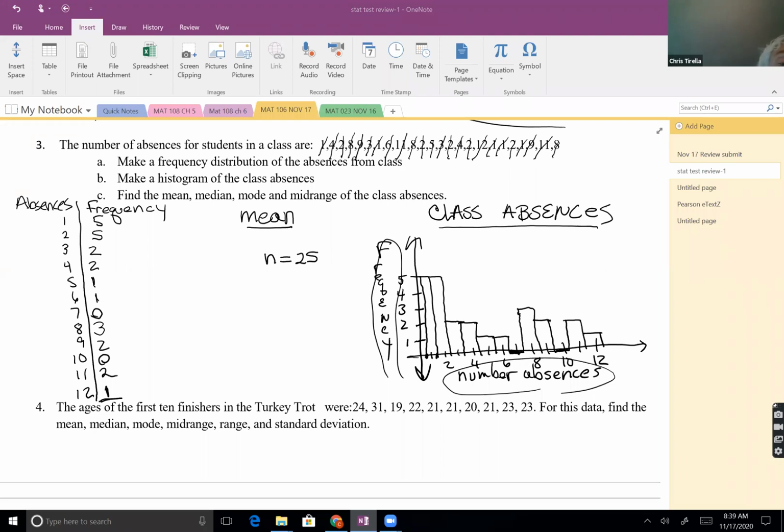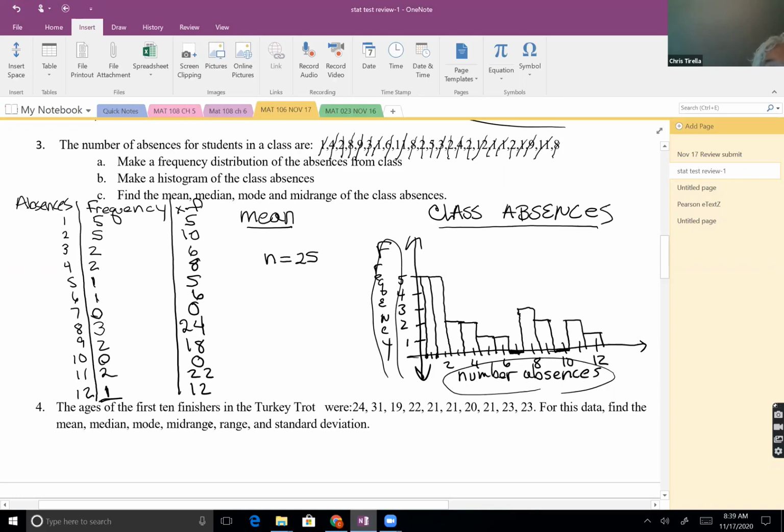We could just add those, or using the frequency distribution, we could take the value times the frequency to help us add. So if I have 5 1s, it adds up to 5. 5 2s would be 10. 2 3s would be 6. 2 4s would be 8. 1 5 is 5. 1 6 is 6. No 7s. 3 8s would add up to 24. 2 9s would add up to 18. No 10s. 2 11s would add up to 22.